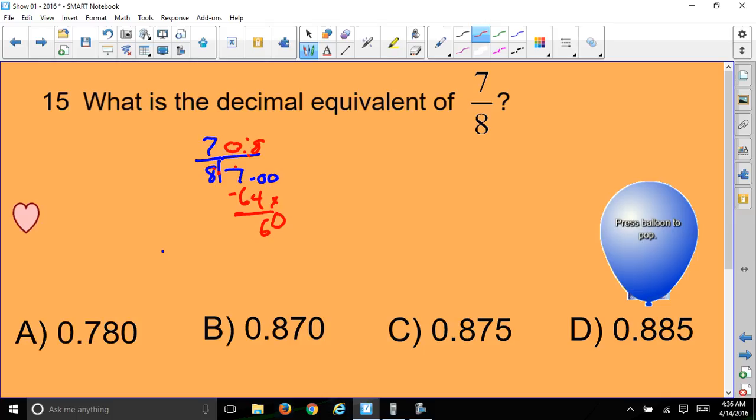Bring down a 0. 8 goes into 60 7 times. And 8 times 7 is 56. 4 remainder. I better add one more 0 and bring that down. 8 goes into 40 5 times. And so my answer is going to be 0.875. And that is choice letter C.